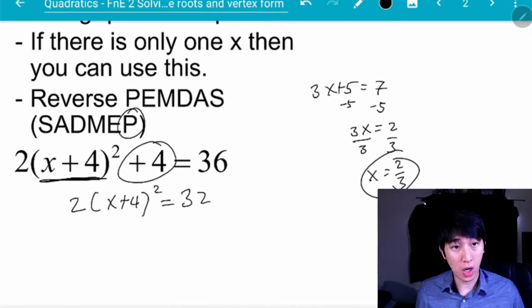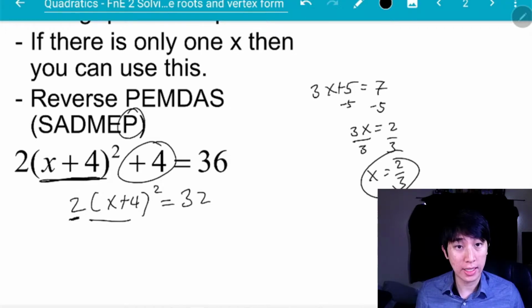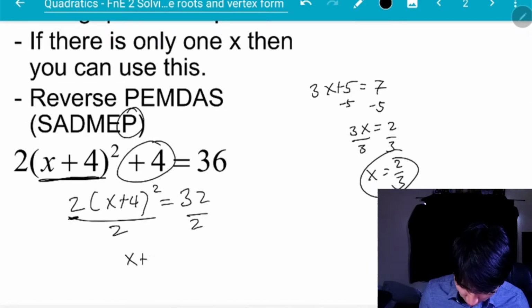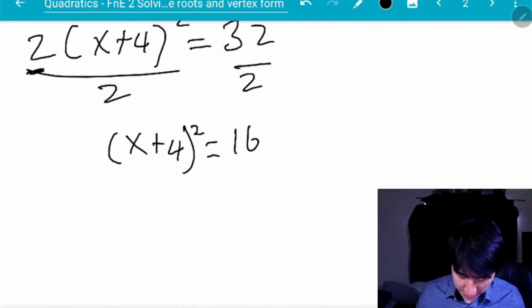From here, we're going to divide both sides by 2, because I have to get rid of this 2, and these two things are being multiplied. The way we undo that multiplication is we divide. So we divide both sides by 2, and we're left with, sorry, I'm going to zoom in a little bit on this, x plus 4 squared equals 16.